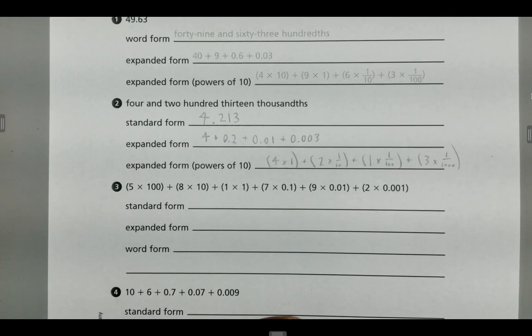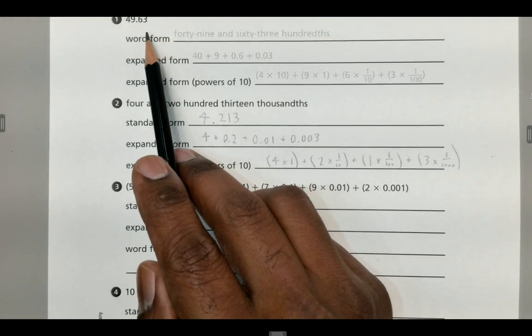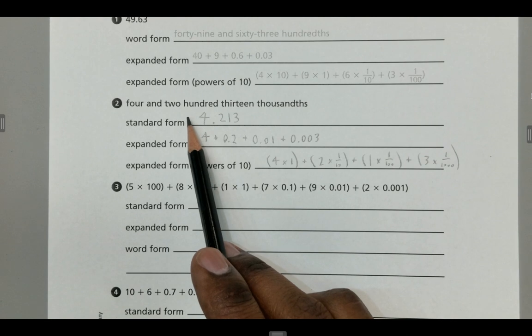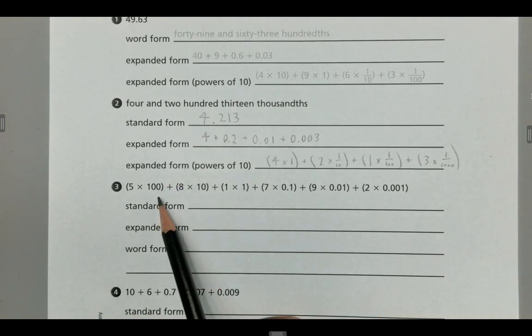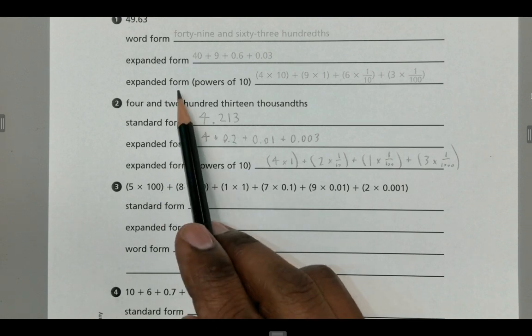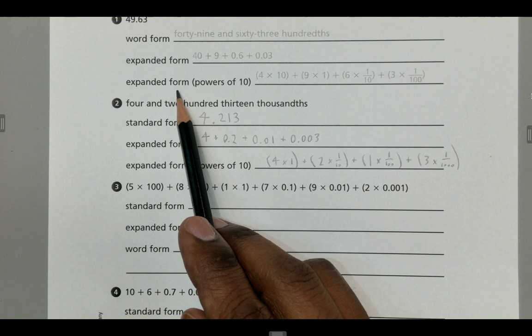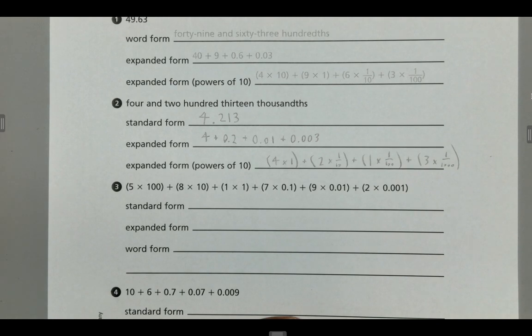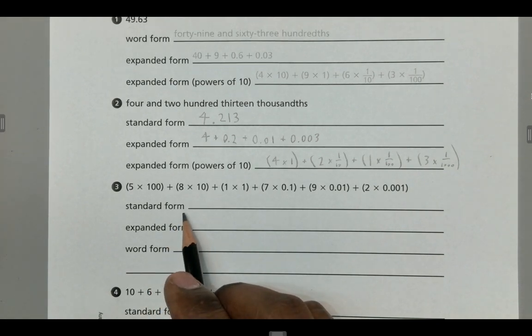Number 3, here we are given a number that at first looks like a whole bunch of mumbo jumbo, but look back at the previous two examples. Example 1, we were given the number in traditional or standard form. Example 2, we were given a number in word form. And now in example 3, we're being given a number that appears to be in this type of expanded form, where we're looking at these powers of 10. So let's try to translate this and make it make sense to us in standard form.